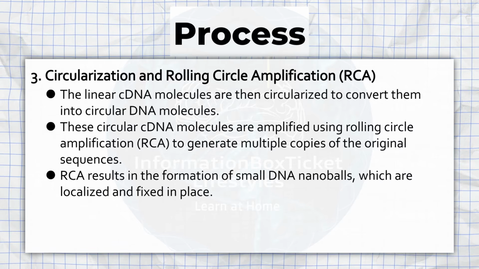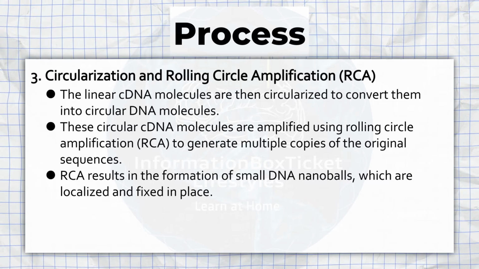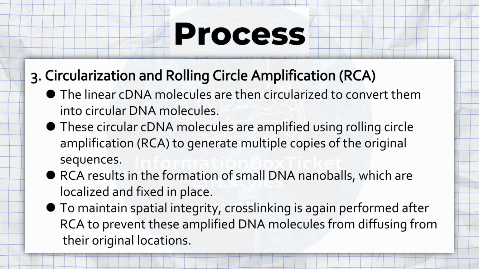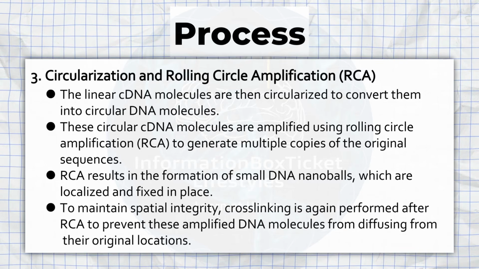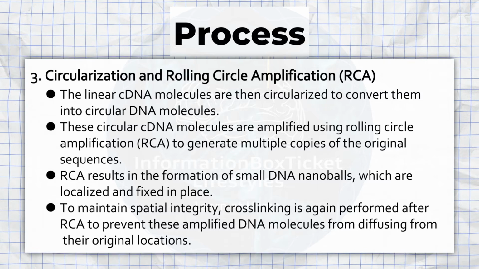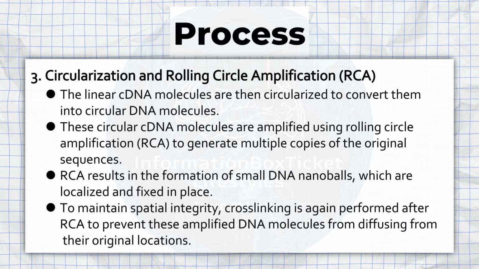Rolling circle amplification results in the formation of small DNA nanoballs, which are localized and fixed in place. To maintain spatial integrity, cross-linking is again performed after rolling circle amplification to prevent these amplified DNA molecules from diffusing from their original locations.